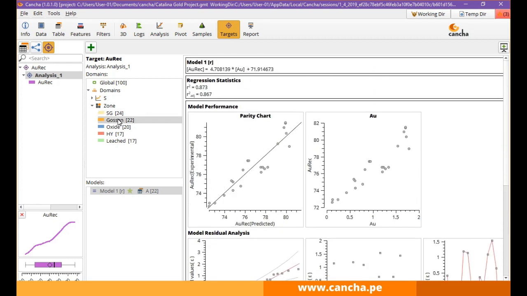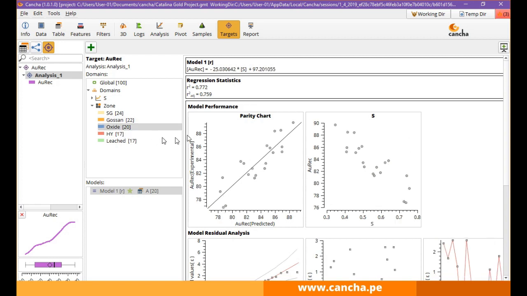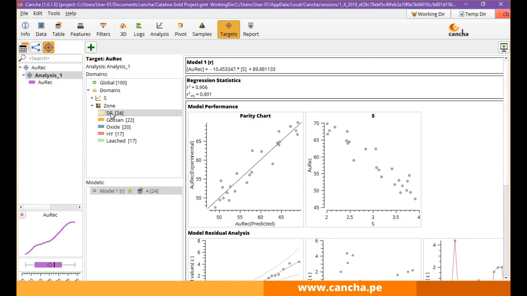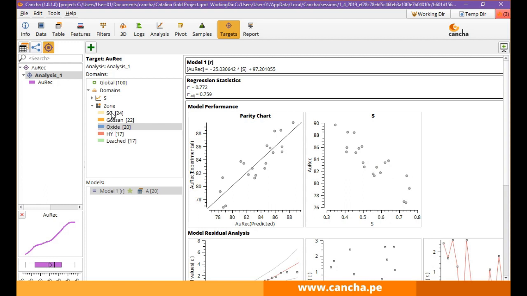Yeah, you can see that in this case, for the Negosson, it's 72% plus 4.7 times the gold grade. In the oxide, 97 minus 25 times the sulfur grade. Well, this is interesting. The oxide and the supergene have both got sulfur and a constant, but they've got different constants in there. So that's something we could maybe have a look at later and see whether the supergene and the oxides could be combined because they've got a similar function.